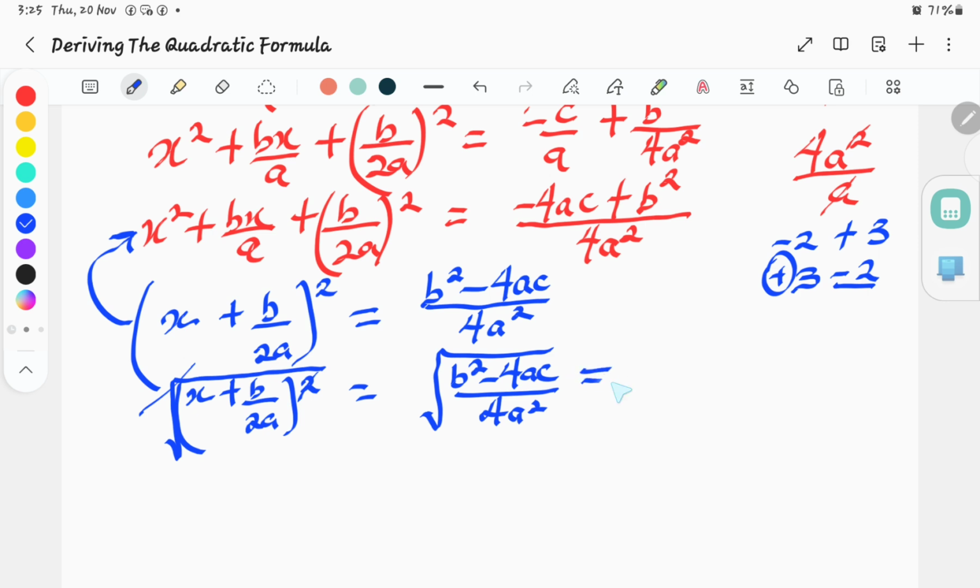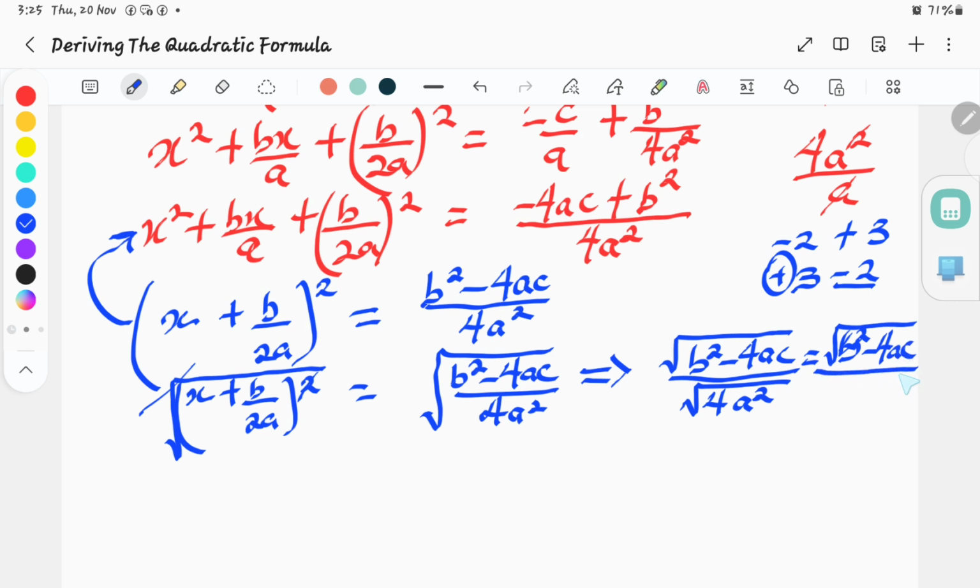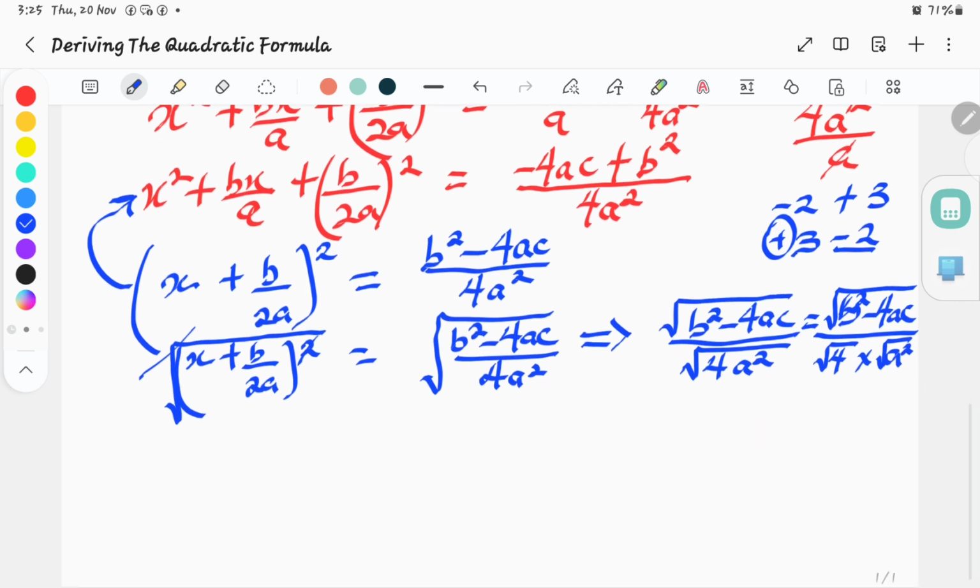Now this guy here is the same as this, square root of b squared minus 4ac over square root of 4a squared. And this again is the same as this, square root of b squared minus 4ac over square root of 4 times square root of a squared. So I'm just splitting it so that it becomes easier for us to comprehend.